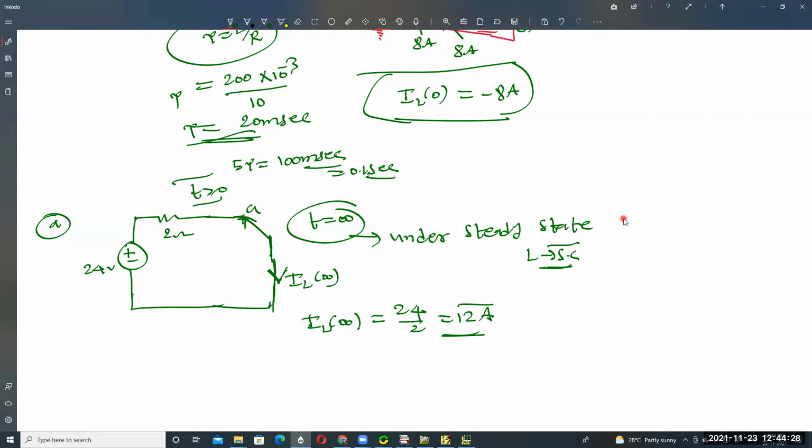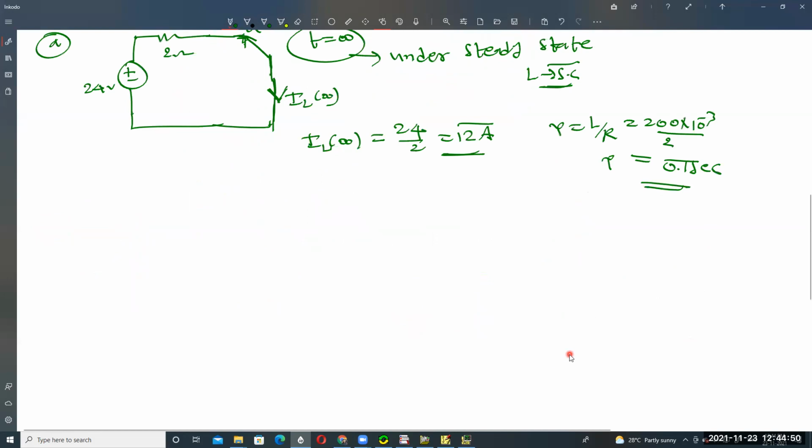Then what is the time constant here? Time constant is equal to L by R. L is 200 millihenry, 200 into 10 to the power of minus 3, divided by R. R is nothing but 2. So 100 into 10 to the power of minus 3, nothing but 0.1 second. Then we substitute the initial and final conditions to get the natural response expression.